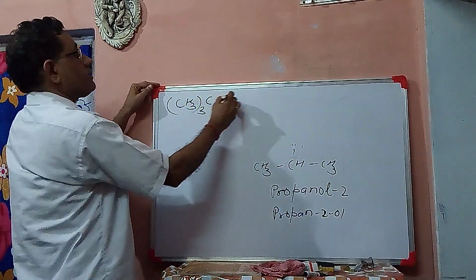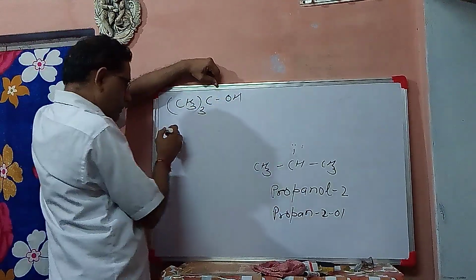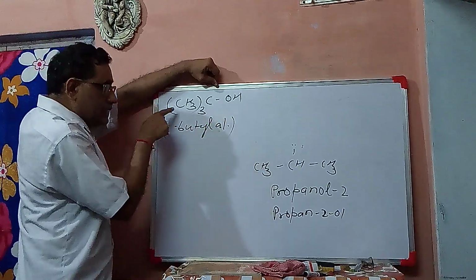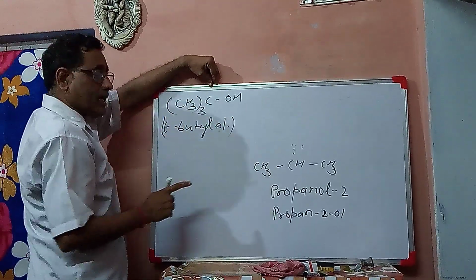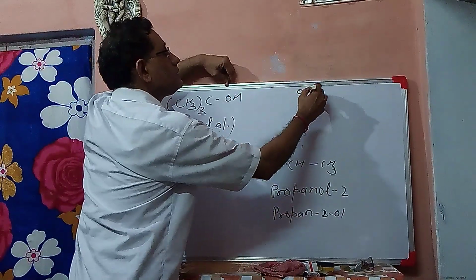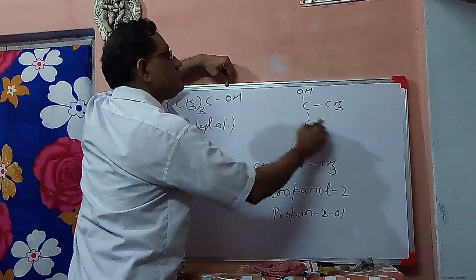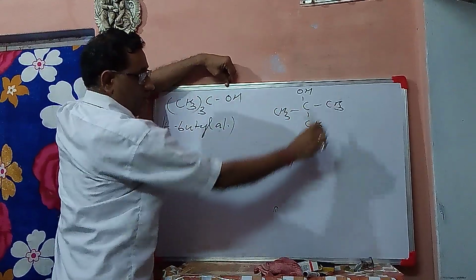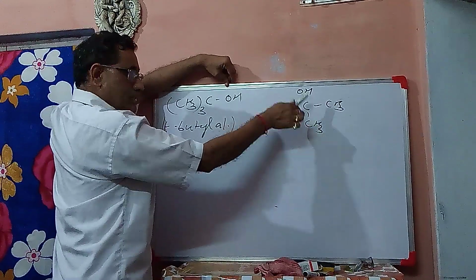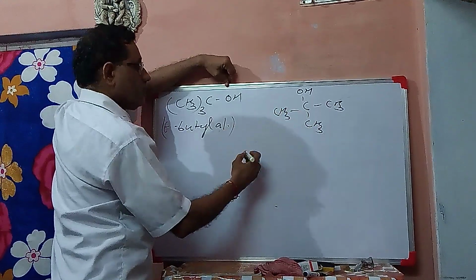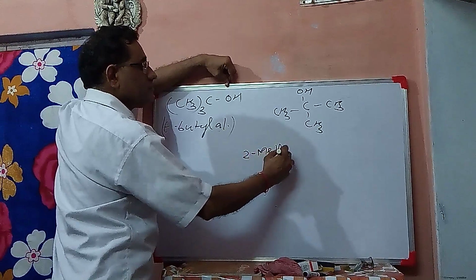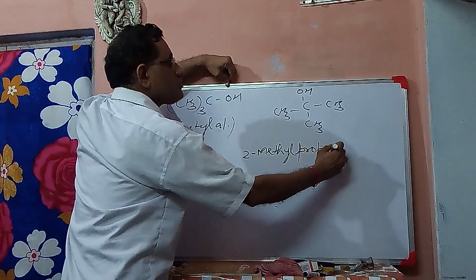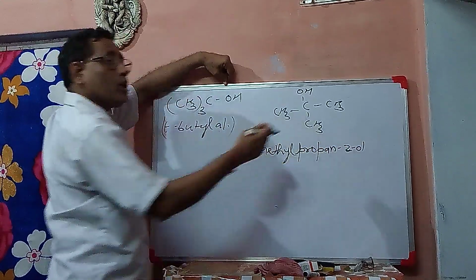Now we go to another example like this, (CH3)3COH. Its common name is tertiary butyl alcohol. Here, 3 methyl groups are attached with 1 carbon atom in this way. Now, in the long chain, 3 carbon atoms are present. On the second carbon, OH and a methyl group are present. So what will be the name? 2-methyl, and 3 carbon atoms, so propanol. Propane-2-ol or propanol-2.